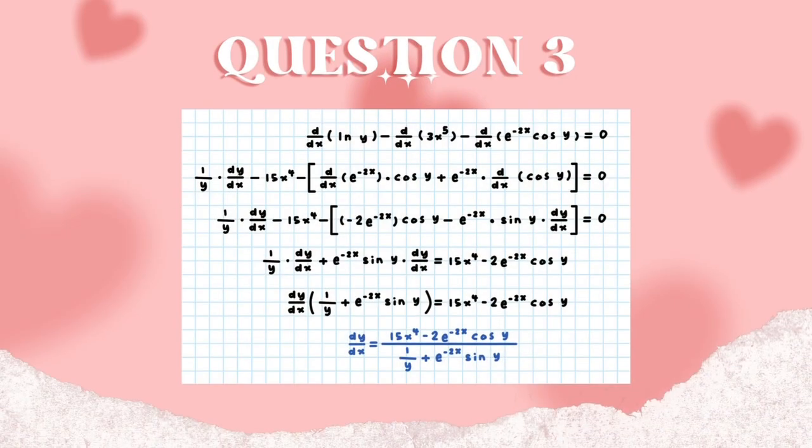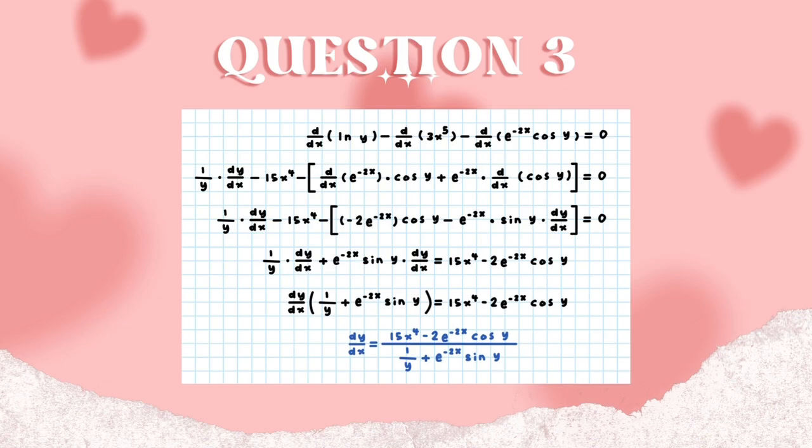Hello everyone, in this video I will be explaining how to solve question 3 from our MAT183 Calculus 1 assessment. First of all, let's begin with the given equation, which is ln y minus 3x to the power of 5 minus e to the power of negative 2x cos y equals 0. As you can see, this equation is not written in the form y equals f of x, and that is why we must use implicit differentiation.